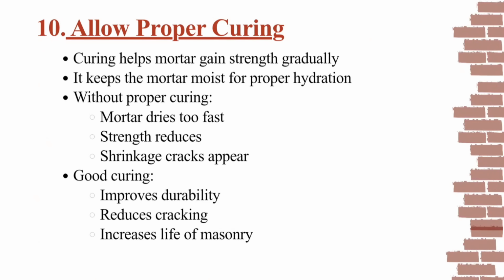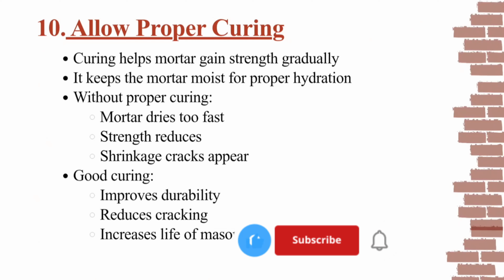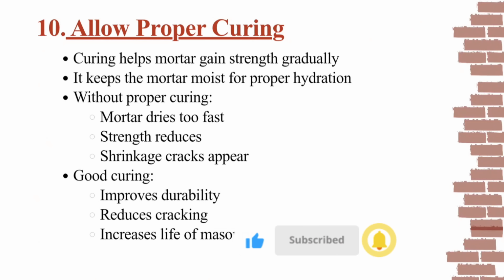Now, rule number 10, allow proper curing. Curing allows the mortar to gain strength gradually by maintaining moisture. If curing is not done properly, the mortar dries too fast and becomes weak. So, good curing improves durability and reduces shrinkage and cracks, and it is an important point in brick masonry work.